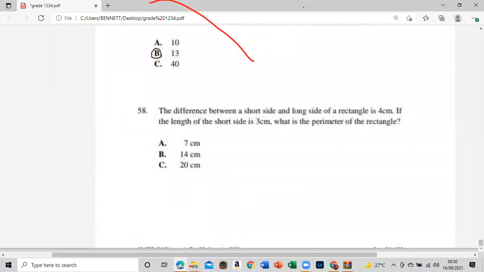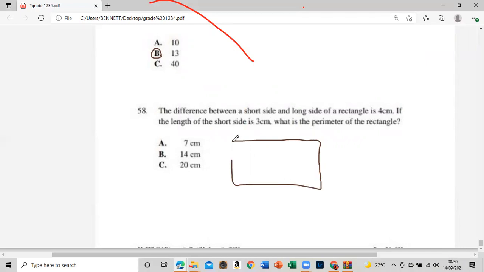58. The difference between a short side and a long side of a rectangle is 4 centimeters. If the length of the short side is 3 centimeters, what is the perimeter? I love them so much. Awesome, awesome stuff. All right, good job.